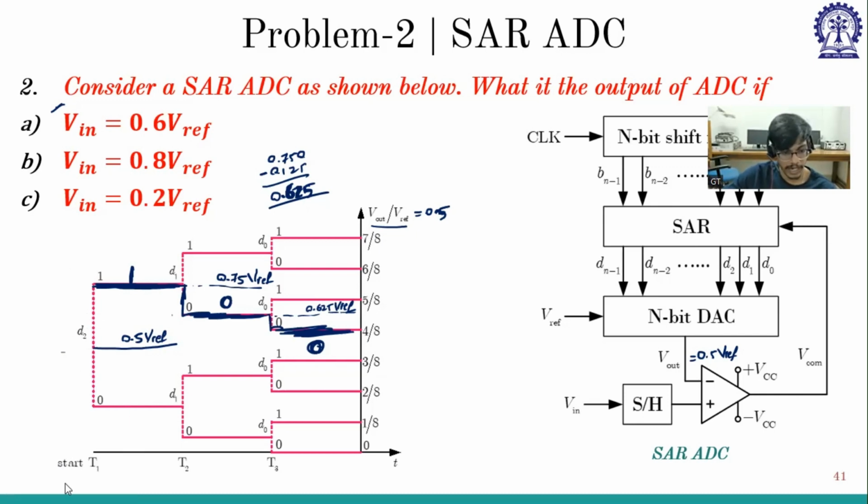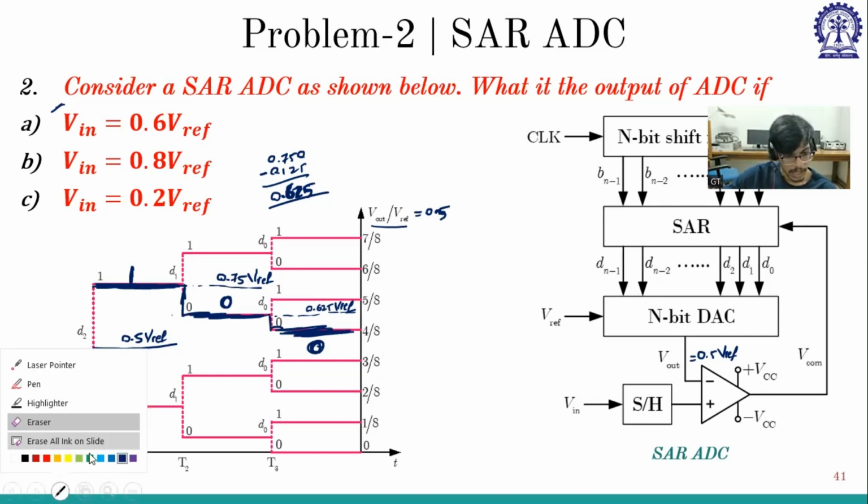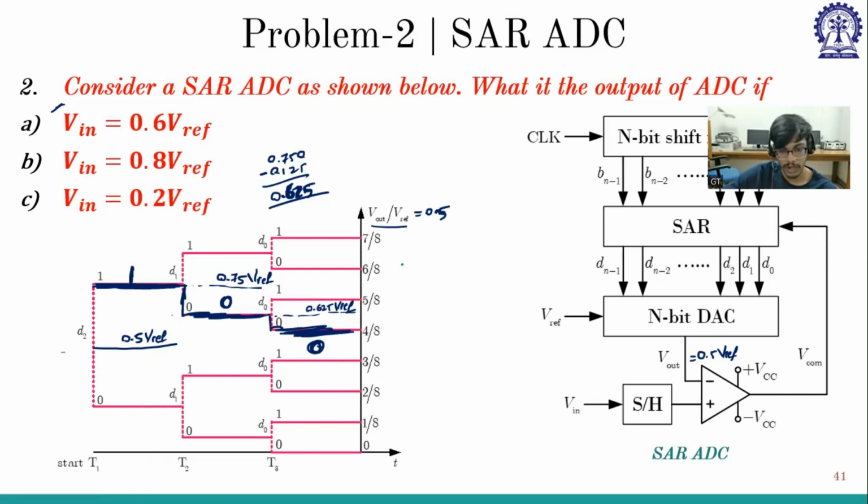Similarly, for a 4-bit ADC, it will have 4 bits. First it will have half, then plus or minus 2 square, then plus or minus 2 cube, and plus or minus 2 to the power 4. So it has 4 such things. The resolution will be 1 by 16: 1 by 16, 2 by 16, 3 by 16, up to 15 by 16. Depending upon the number of bits, the resolution will be that much finer.